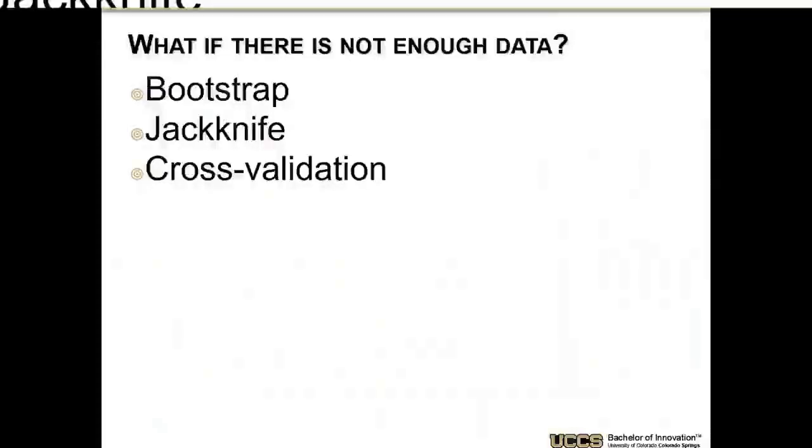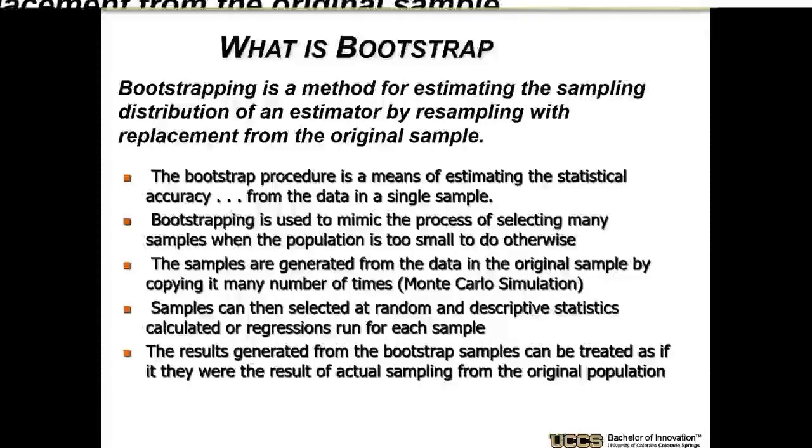But that also brings me to the next problem. What happens when there's not enough data? This turned out to be a really common problem in certain kinds of computational experiments, because you simply can't afford to run all the experiments you want. So there are three classical statistics techniques we're going to talk about very quickly: bootstrap, jackknife, and cross-validation. Bootstrap is a method for estimating a sampling distribution by resampling with replacement from the original.